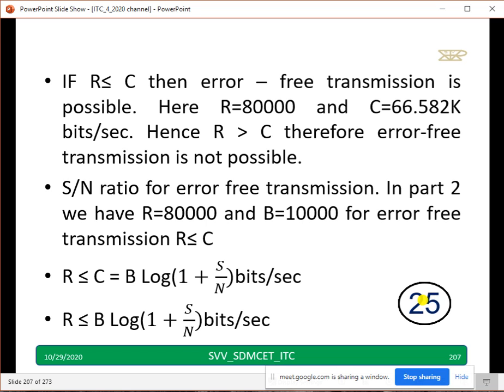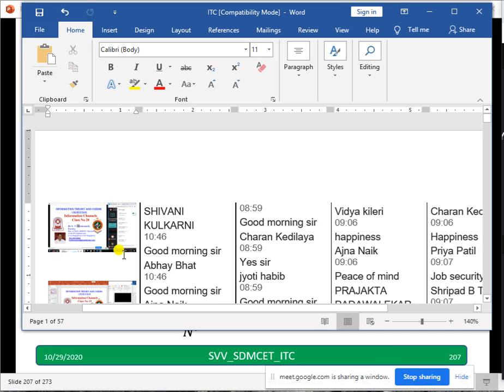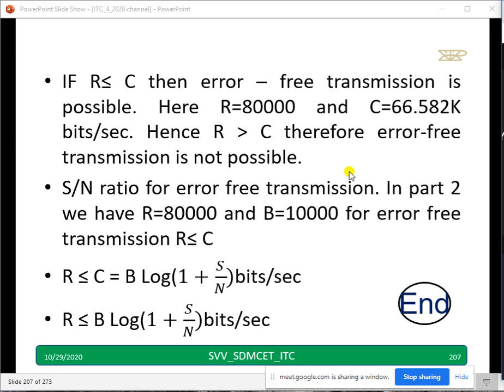C equal to B log 1 plus S by N bits per second. This you have to remember. And in the exams, you can expect one such problem. Any one will be given among the 3 unknowns, and remaining you are supposed to find out. Let me go to the next.